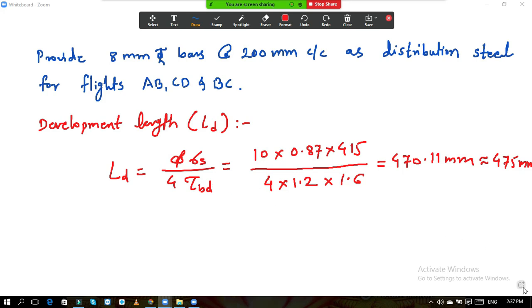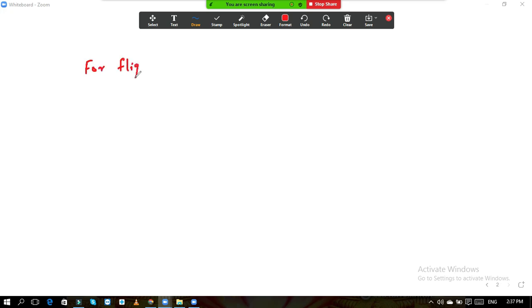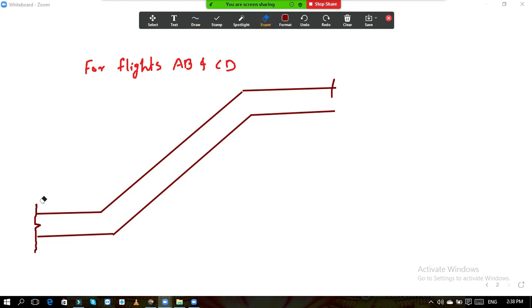Now the last thing is reinforcement details. So first I will write here, for flights A, B and C, D. So now what is your reinforcement detail? For flight A, B and C, D, instead of showing this, we will close this so that we can draw the diagram.